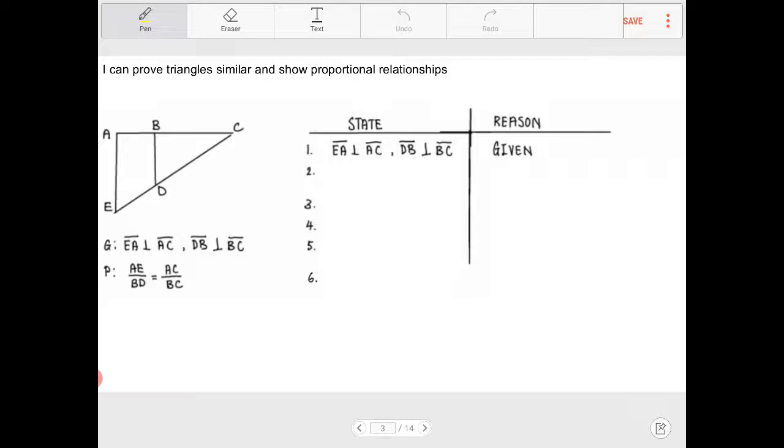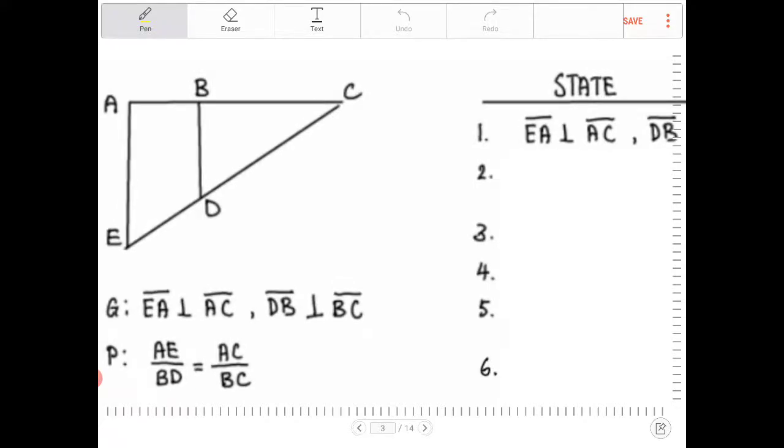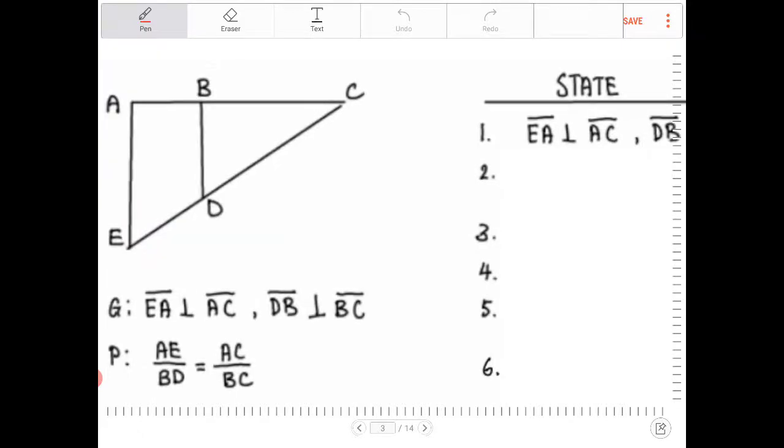Looking at this right now, this is a classic setup where we can demonstrate that the two triangles that are overlapping are in fact similar. We can show this just by inspection actually, and I'm going to use red here to demonstrate this. So I have EA and AC. They are perpendicular, so I'm going to draw in the right angle symbol there. And then I have DB is perpendicular to BC, which again is going to form a right angle there.